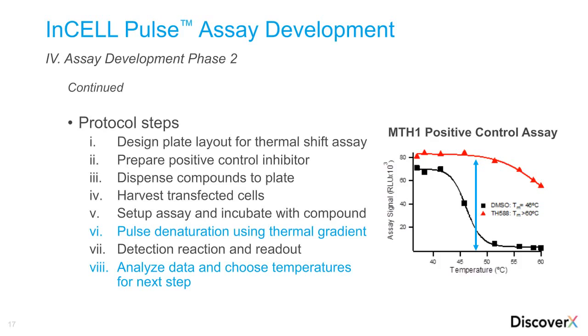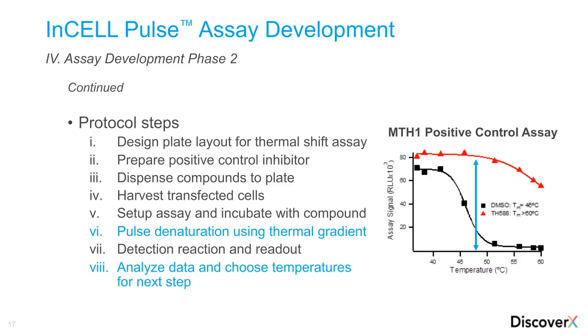For the pulse denaturation step, the thermal gradient that's highlighted in blue in this slide, you want to use, obviously, a thermocycler or a PCR machine. Set up your plate, one plate added to one PCR machine for a single run. Your cells are in suspension with the compound at this time. You perform the detection reaction and then analyze the data and choose the temperatures for the next step. So that's the main goal.